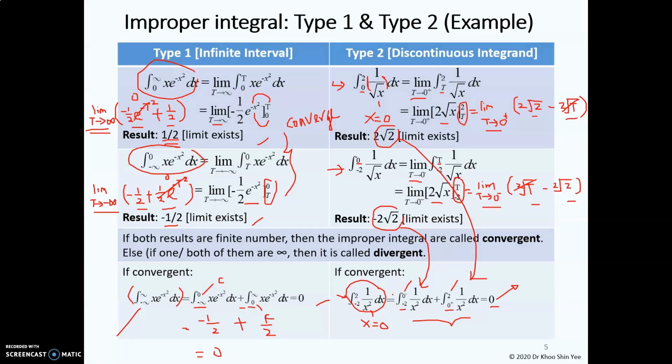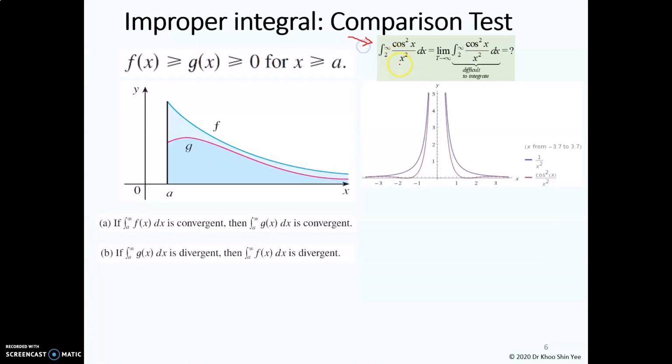Since the final answer is a finite number, therefore we can say that this improper integral has a converged solution. In this example, we have an improper integral where the upper limit is undefined. So you need to solve it using some limit. However, in this case, you can see that the function here, gx, is difficult to integrate.